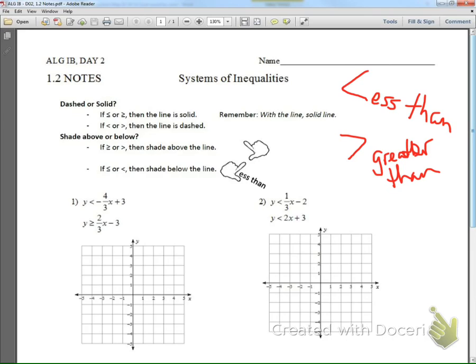But if you put a line underneath either one of these, then you're saying less than or equal to. The greater than symbol with the line under it would then be greater than or equal to.